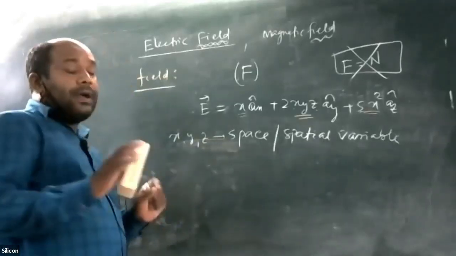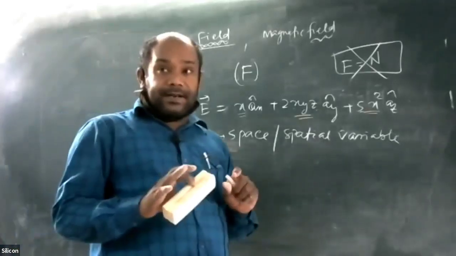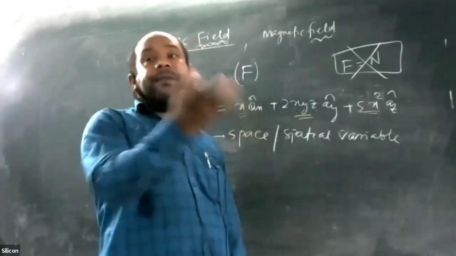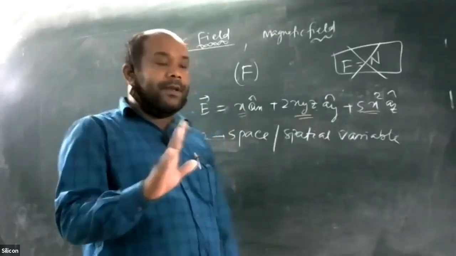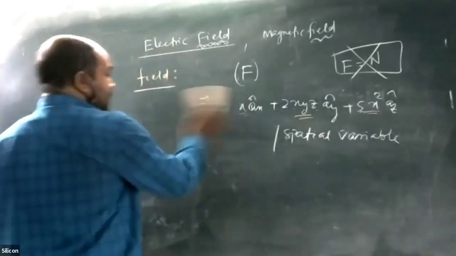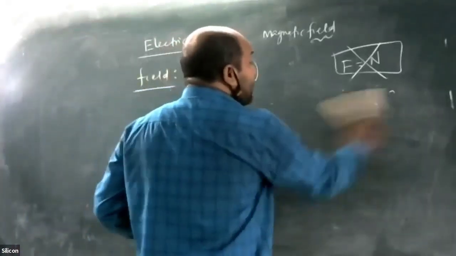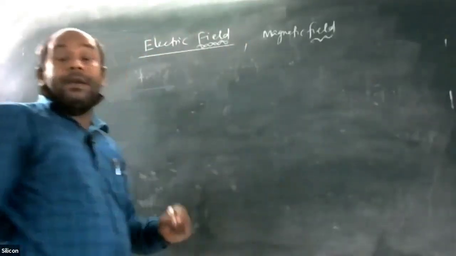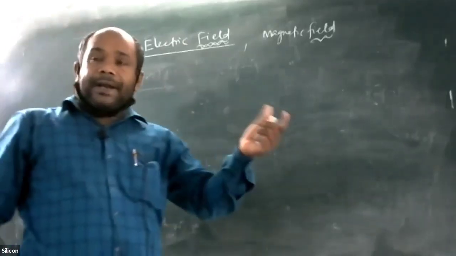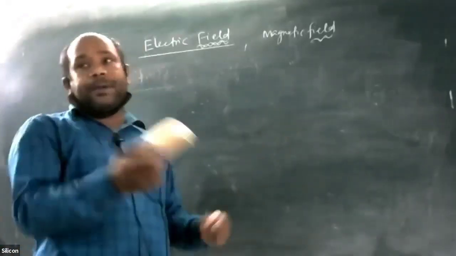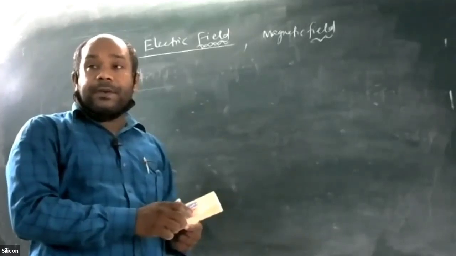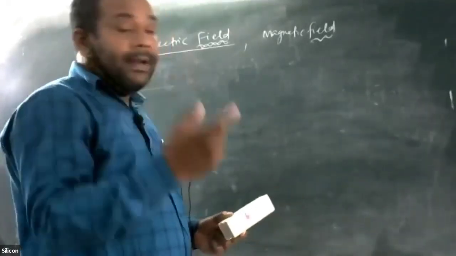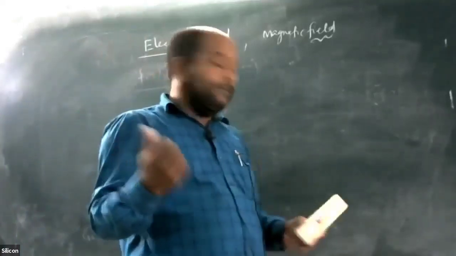I hope you got some idea why we are talking about field. Field is basically a physical quantity which varies with respect to space. It may be a scalar field, you may have a vector field. A vector field is one in which both magnitude as well as direction change with respect to space variable, that is known as a vector field. Or scalar field, the field in which only the magnitude varies with respect to space variable.